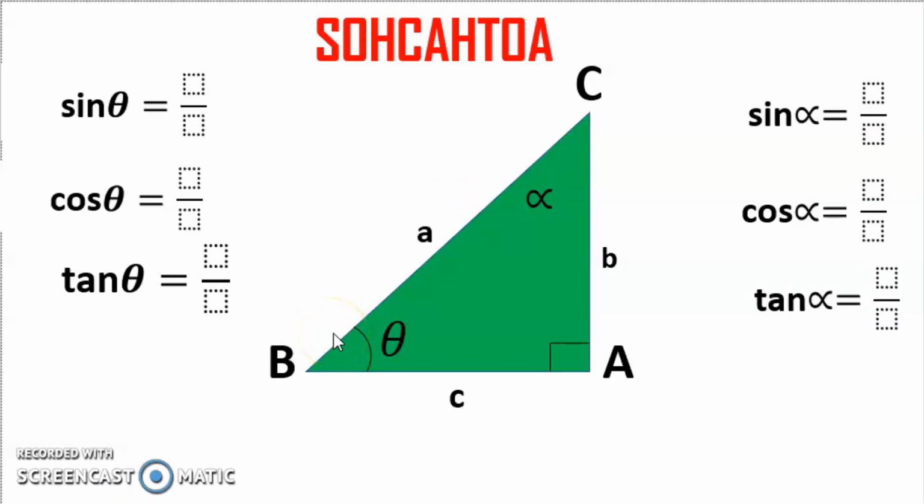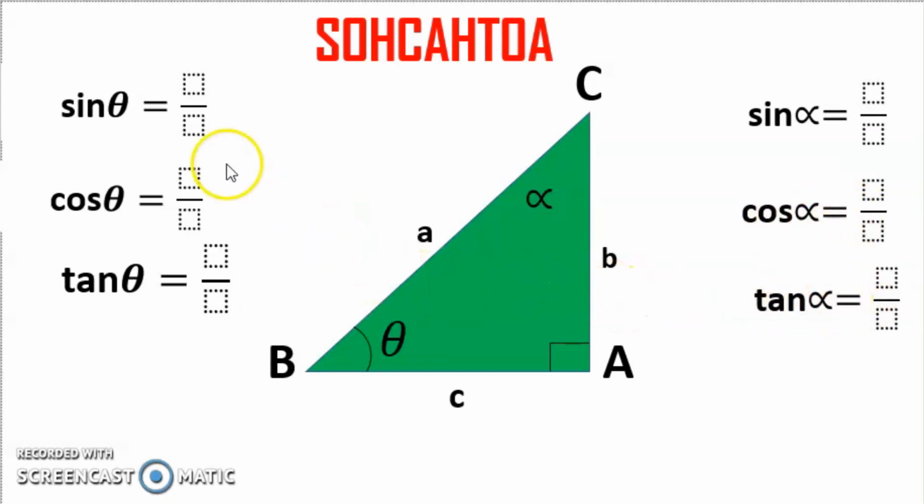Given this right angled triangle, which is right angled at point A, the angle of C is alpha, the angle of B is theta. I want us to fill in sine theta, cos theta, tan theta, sine alpha, cos alpha, and tan alpha.